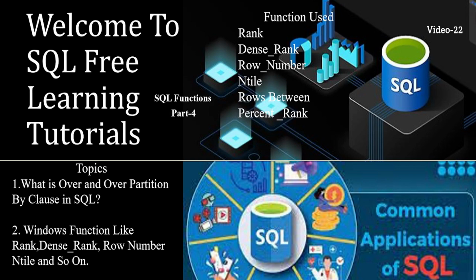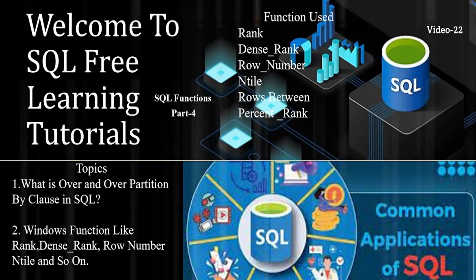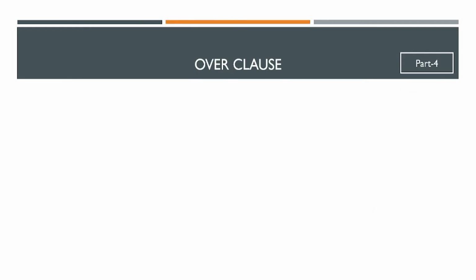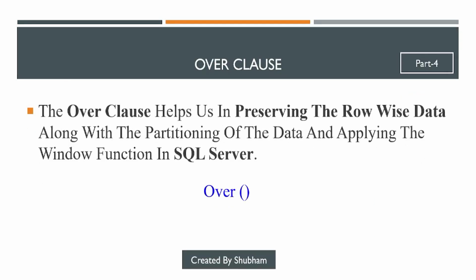Before starting window functions, we need to understand two clauses. The first clause is the OVER clause and the next is the PARTITION BY clause. So let's begin our class. Our first clause is the OVER clause. The OVER clause helps us preserve the row-wise data along with partitioning the data and applying the window function in SQL Server.